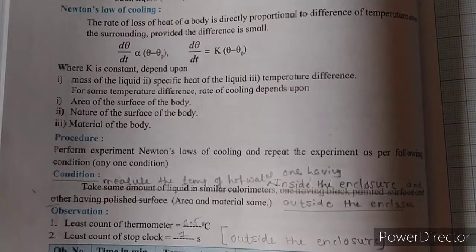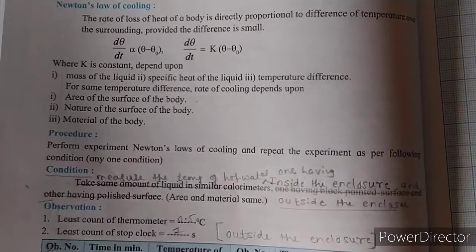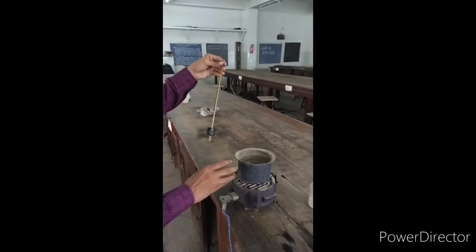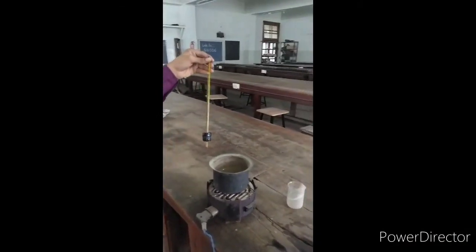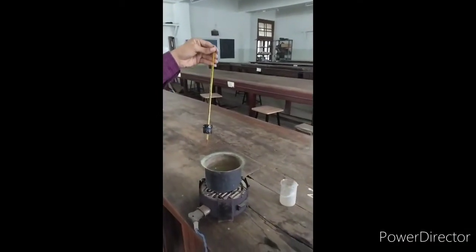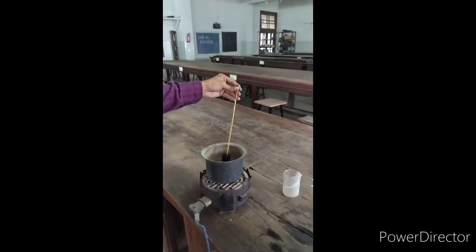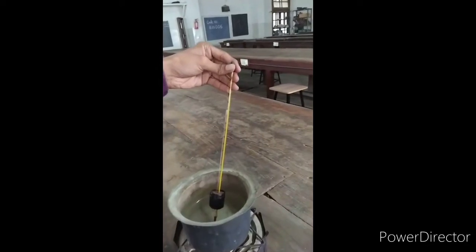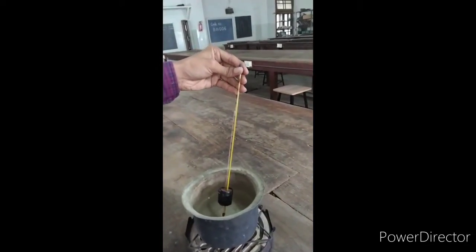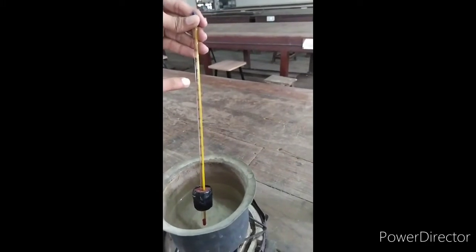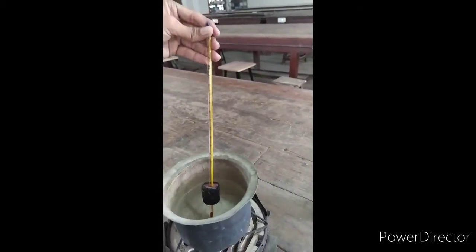So let's start the actual experiment. In the reservoir, heat the water up to 85 or 90 degrees Celsius. By using a thermometer, measure the temperature of the hot water. Now the temperature of the water is nearly about 80 degrees Celsius here.